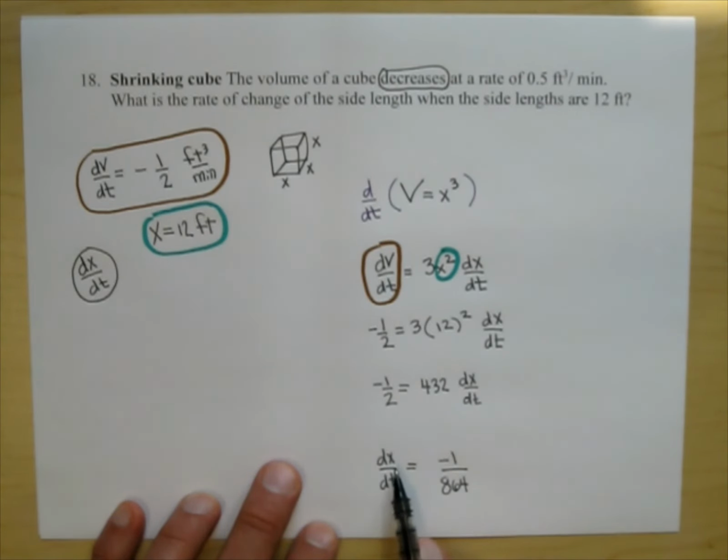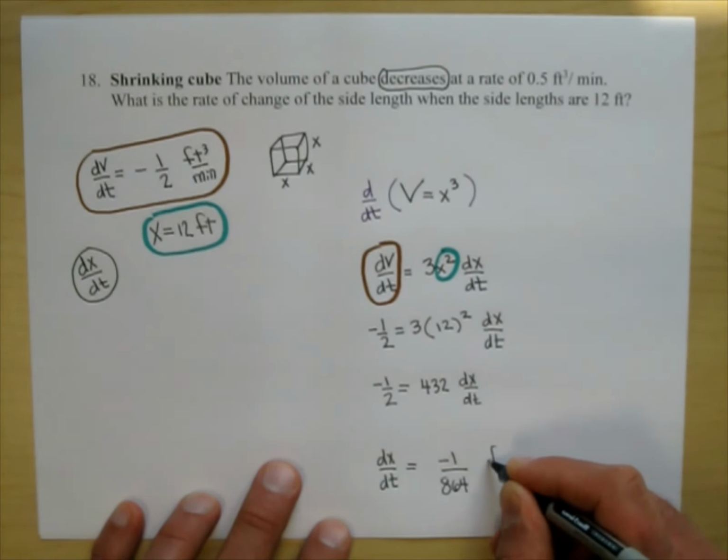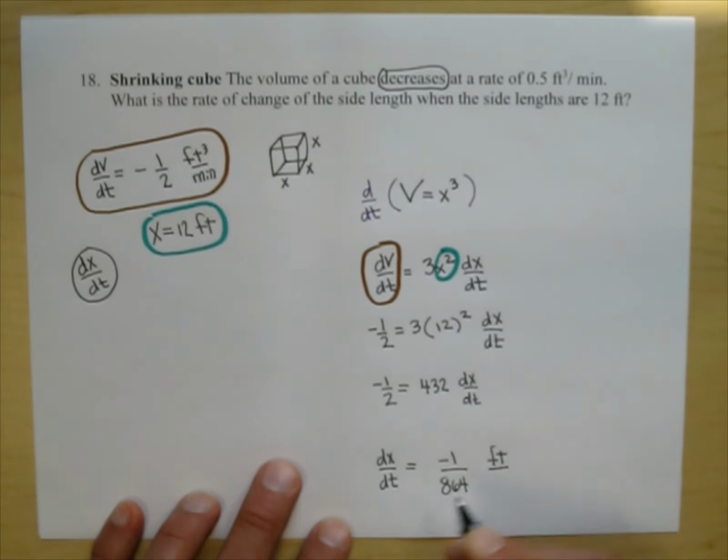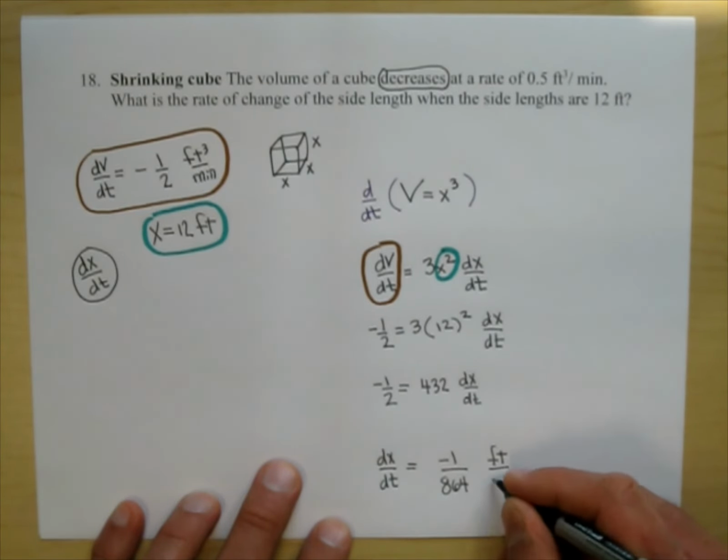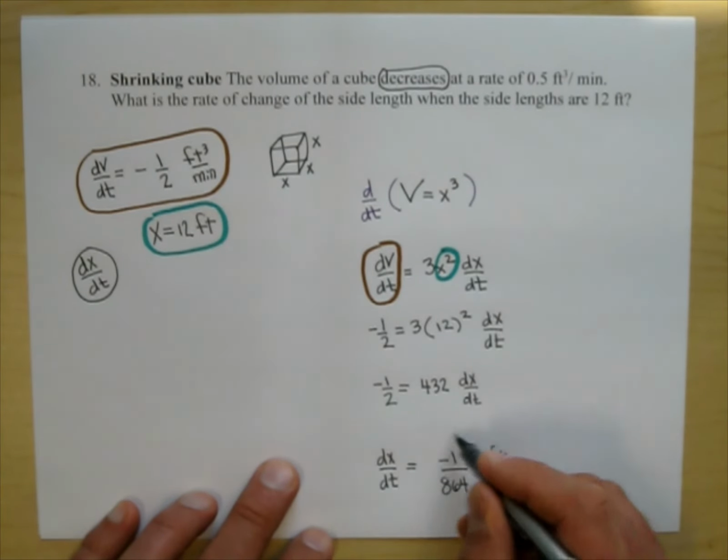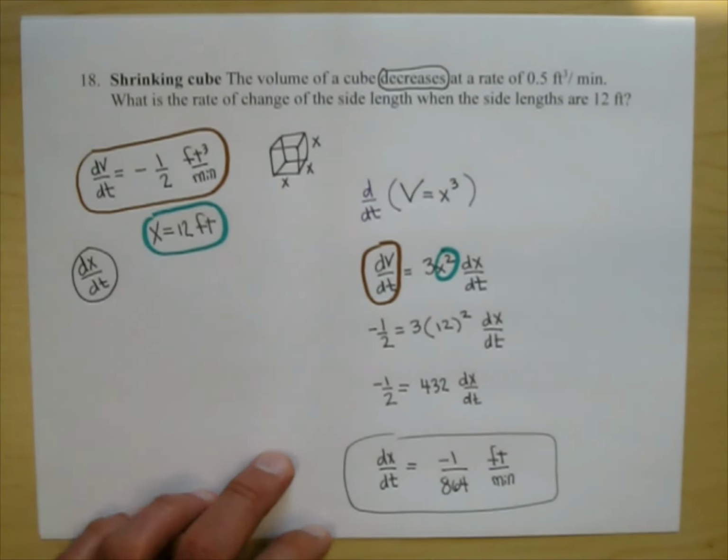And we have to put the units. This is x, which is measured in feet, per the time, which is minutes in this one. So we don't want to put seconds, we're going to put minutes. There's the answer for problem number 18. So that's how you do these problems.